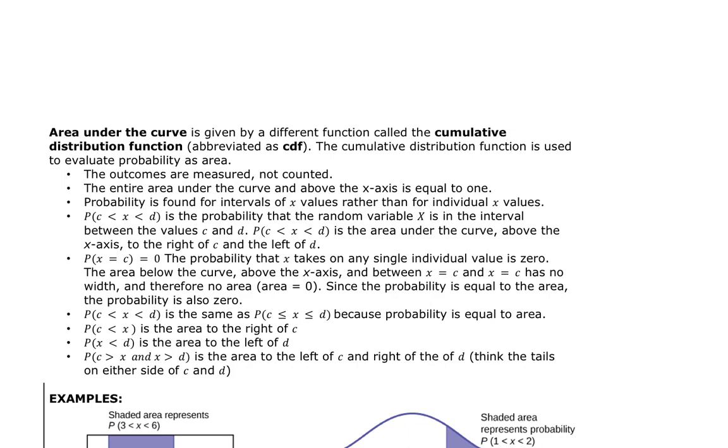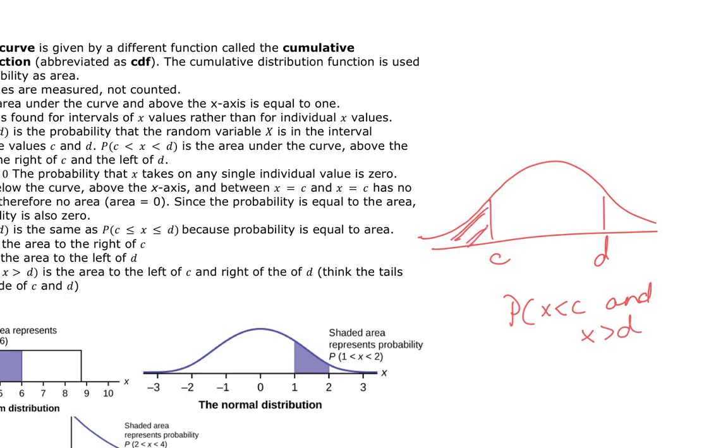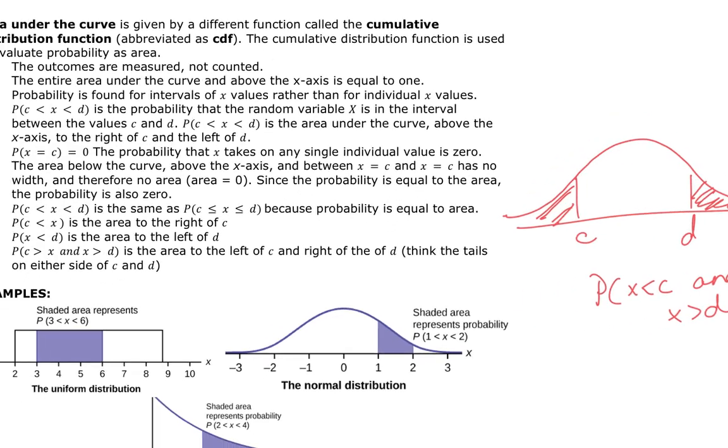So if I were to draw some shape, this is some distribution shape. Here is C, here is D. If I wanted the probability of X being less than C or X being greater than D, then I would be looking for this area under the curve.